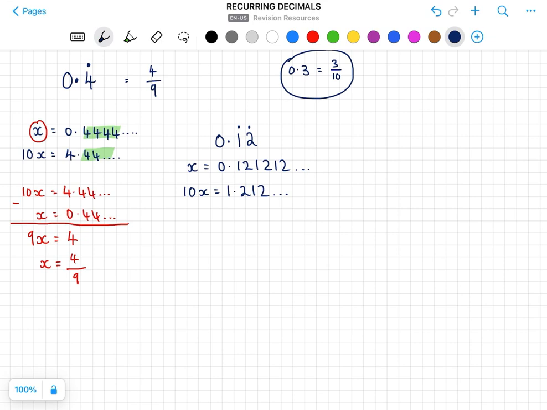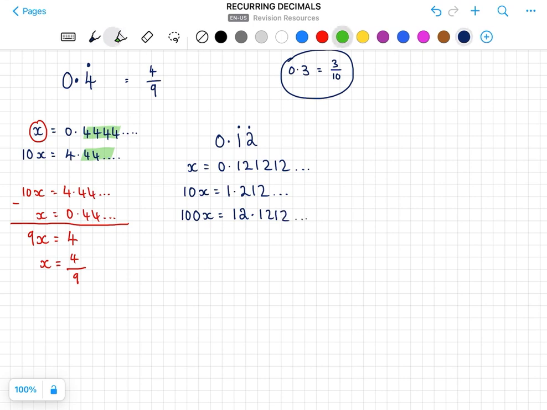They are not the same. The first is 1212, the second is 21212. So we have to multiply by 10 again to get 100x. So we jump the decimal place again, 12.1212, etc. We check, do any of our decimal places match? 1212, 1212.